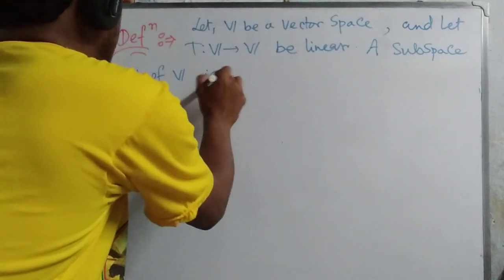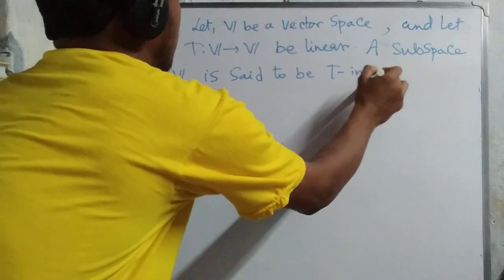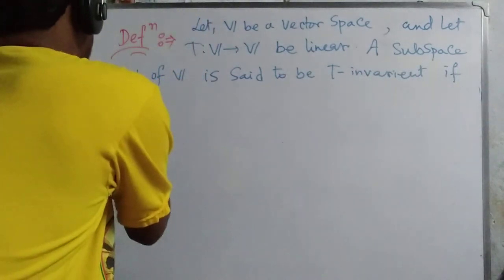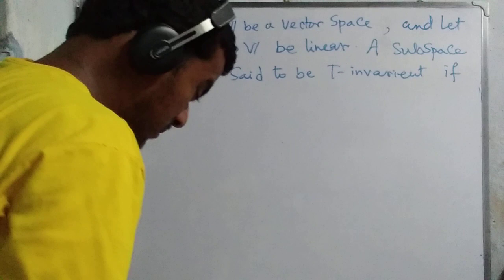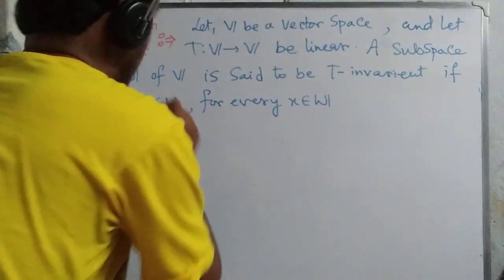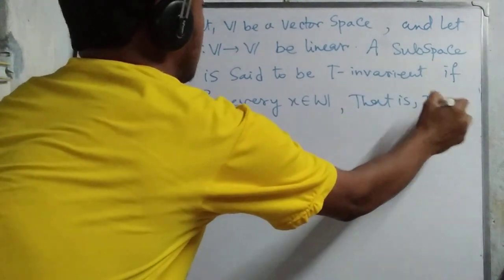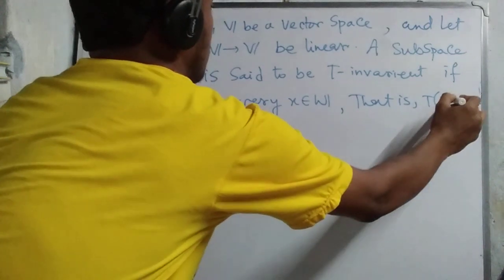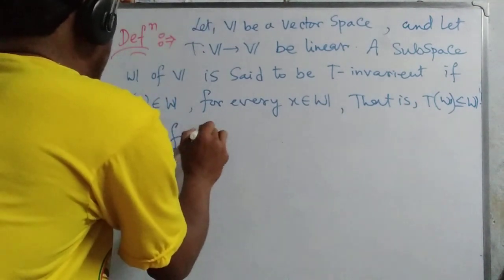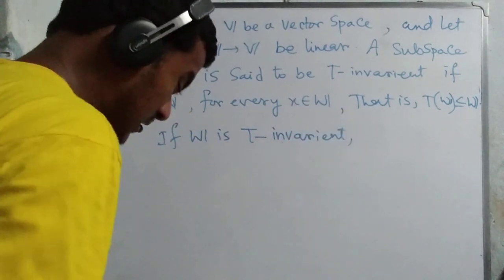A subspace W of V is said to be T-invariant if Tx belongs to W for every x belongs to W, and that is T of W is a subset of W. What happens if W is T-invariant?